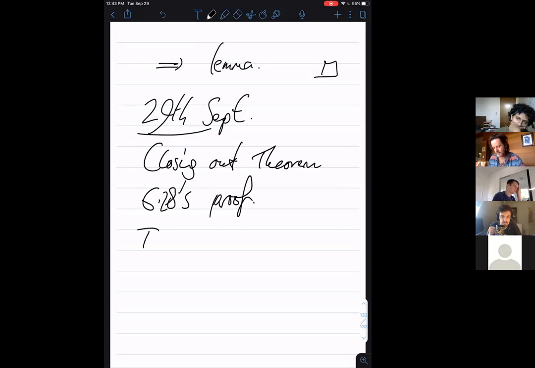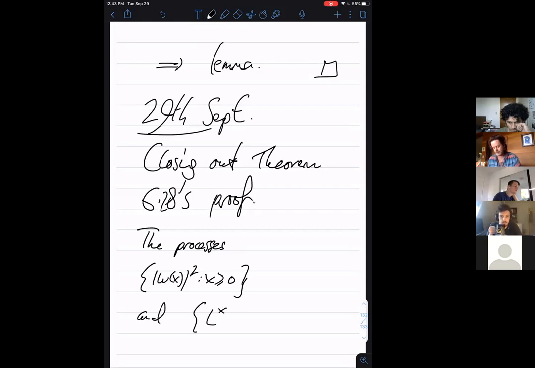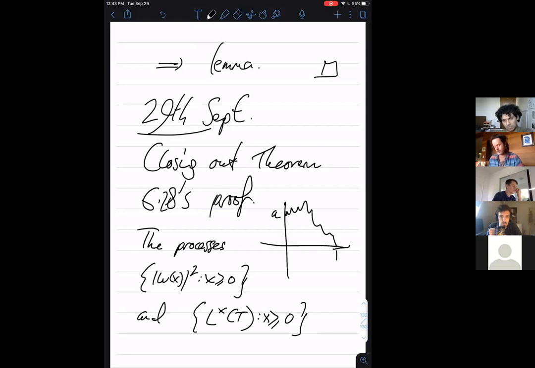We have processes that are continuous, that we are trying to show are equal on the basis of the 2-point information. One of those processes is the squared Bessel process, the square of the planar Brownian motion, and the other one is the local times indexed by the height. So t here is given. Oh no, sorry, t isn't given. T is the hitting time of 0, beginning at level A. So these processes are continuous.